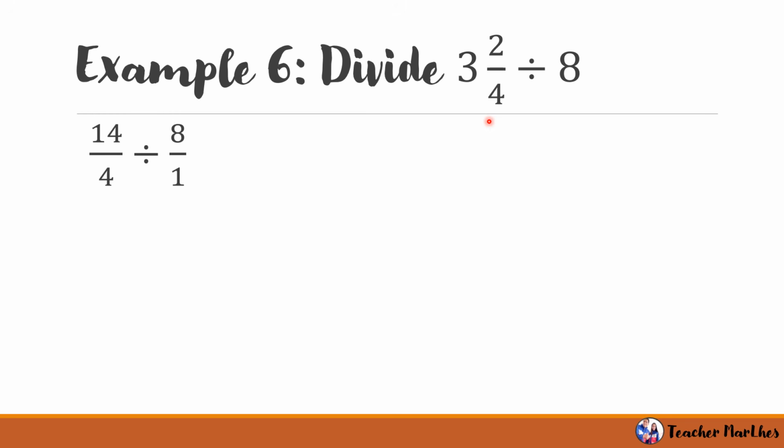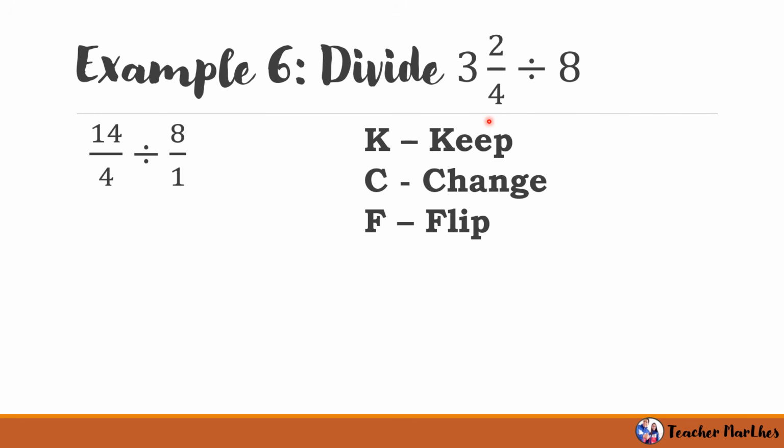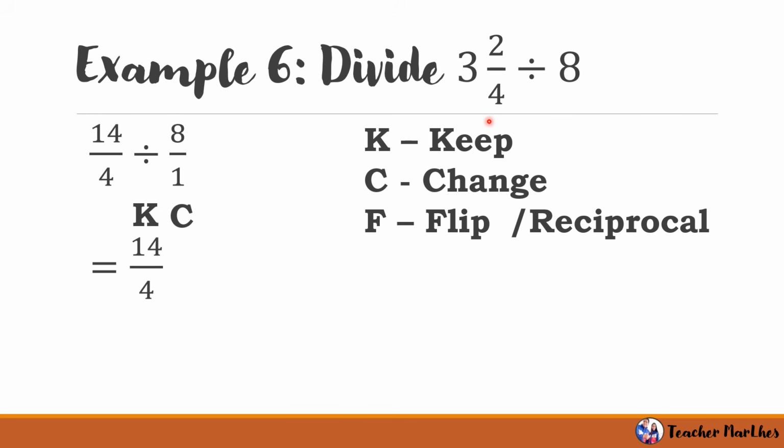So susundin ulit natin yung keep, change, and then flip. So una, keep 14 over 4, change the operation to multiplication, then flip 8 over 1. So magiging siyang 1 over 8. So dito, pwede nating i-cancel ang 14 and 8 kasi po pwedeng ma-divide ang 14 at saka 8 ng 2. So pwede natin siyang i-cancel.